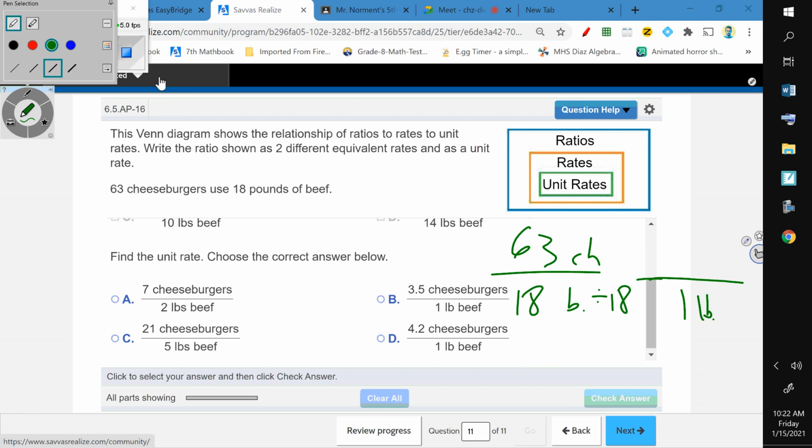So honestly, guys, if it's a unit rate, you know that's not going to be their answer, so it's either going to be B or D. You need to take 63 divided by 18 on your own, and then you're going to get either B or D, and I am done. And y'all get ready to go, because the bell's going to ring in a second.